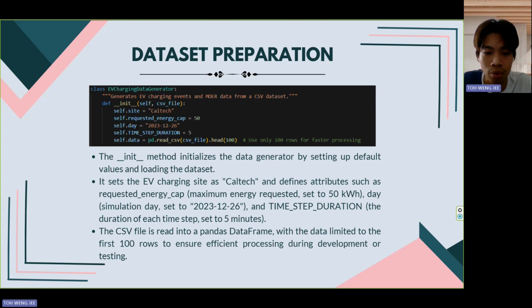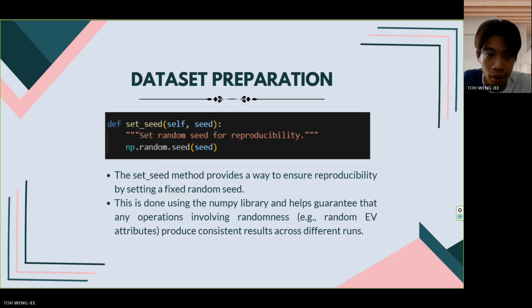The CSV file is read into a pandas data frame with the data limited to the first 100 rows to ensure efficient processing during development or testing. Now, the dataset methods provide a way to ensure reproducibility by setting a fixed random state. This is done using the NumPy library and helps guarantee that any operations involving randomness, for example, random EV attributes, produce consistent results across different runs.